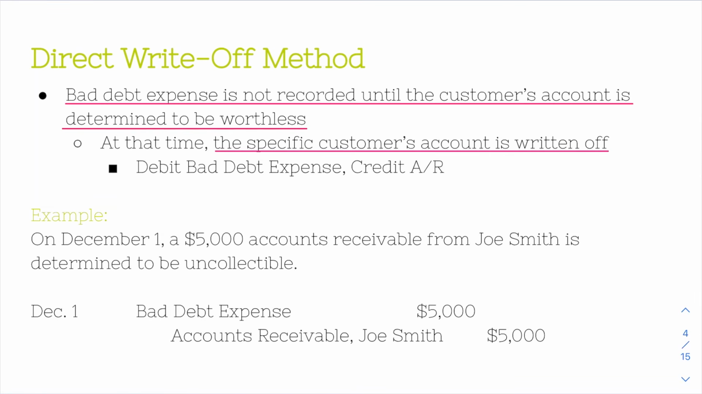How do you write it off? You are going to debit bad debt expense. Bad debt expense is an expense account, so we debit it to increase. And we're going to credit accounts receivables to take it off our books.